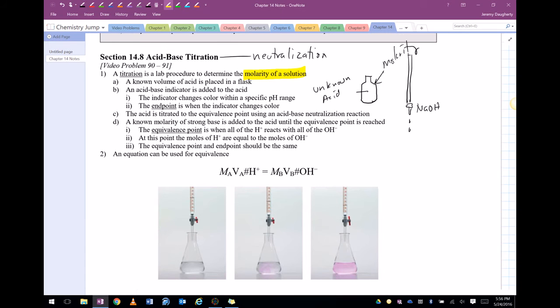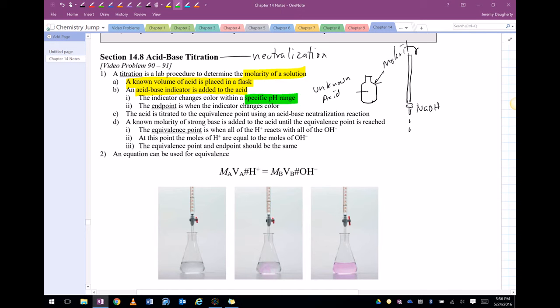So, like I said, we take a known volume of acid and we place it into a flask. So that's right there. We don't know what the molarity is, but we know how much of it we have. We then put an acid-base indicator into the acid. In this case, we're going to use phenolphthalein, but there are all sorts of different indicators. What an indicator does is it changes color at a very specific pH range. The indicator usually works at plus or minus a pH of 1. So in other words, it'll change at a pH of, let's say, 3.8, so from 2.8 to 4.8, that acid-base indicator works. You can use that acid-base indicator.